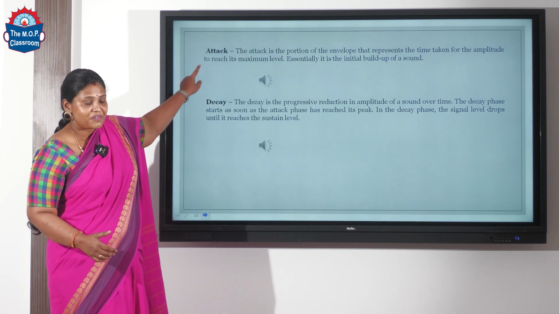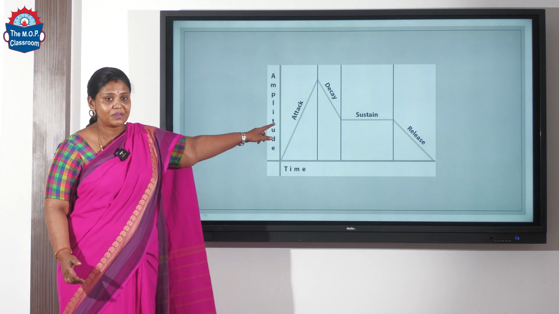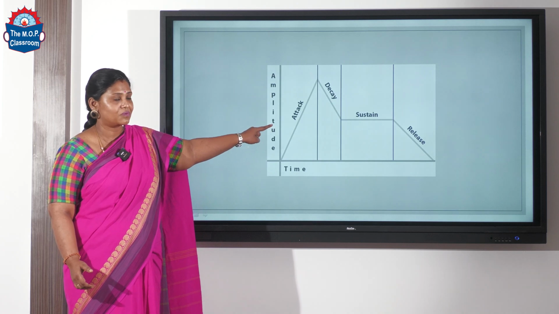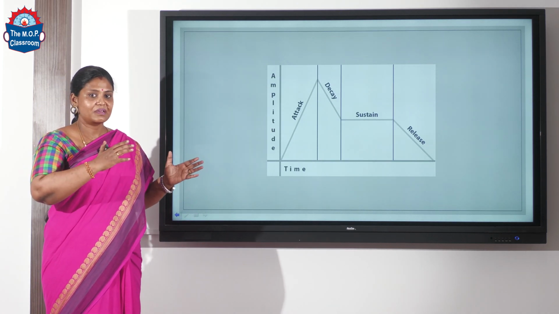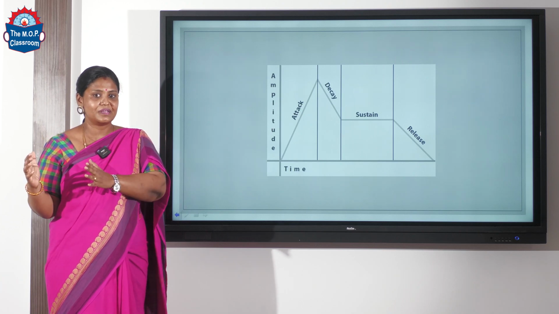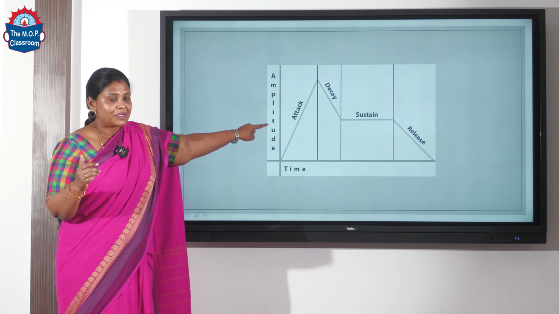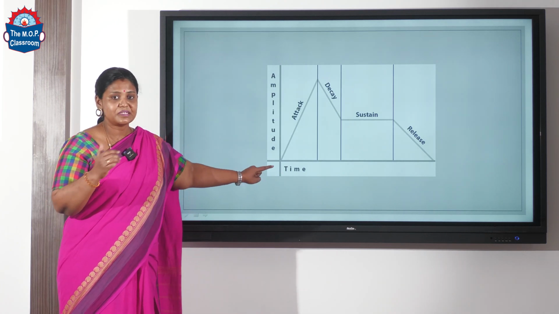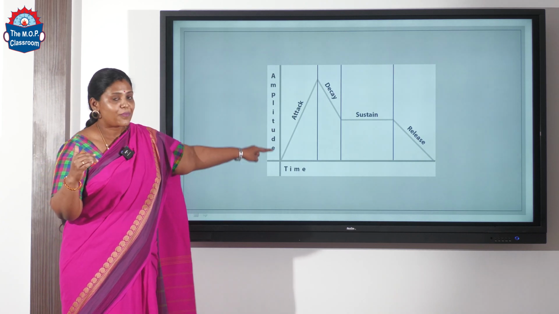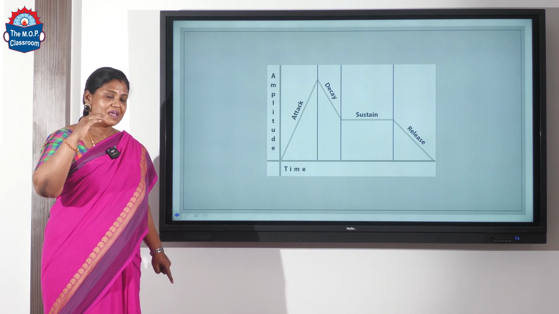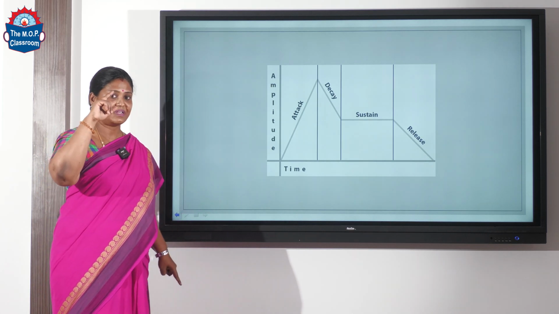There are four important categories. If you see here in this picture, there are four important categories in the envelope of sound. We call it the ADSR stage. It is nothing but the attack, decay, sustain, and the release stage. The y-axis indicates amplitude, and the x-axis indicates the time over which the sound wave has been traveling. Attack is the portion where the sound starts and reaches its peak. You can see the peak point of the graph where it reaches.